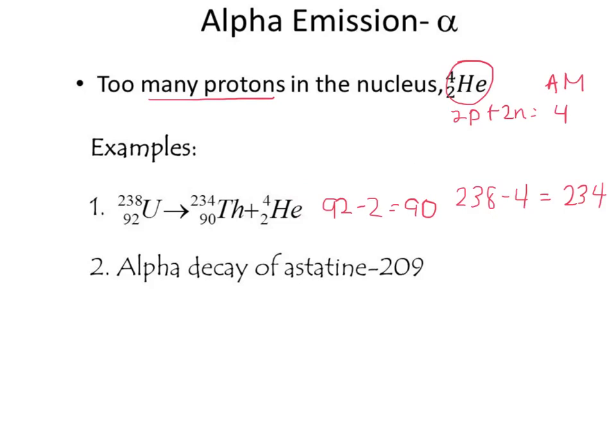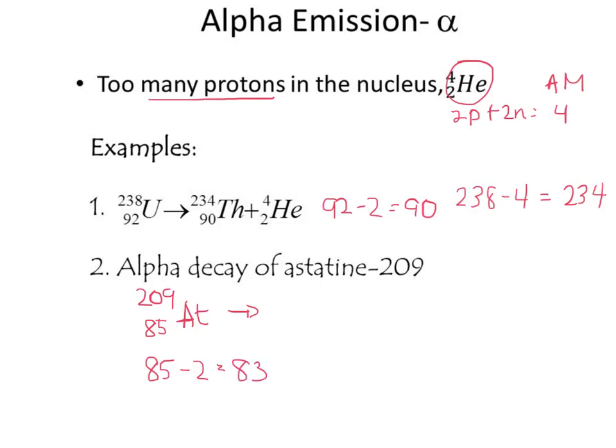So let's go ahead and write our first chemical equation for the decay of astatine-209. Astatine-209 has an atomic number of 85. If it goes through alpha decay, it loses 2 protons, and so now my new atomic number is 83.